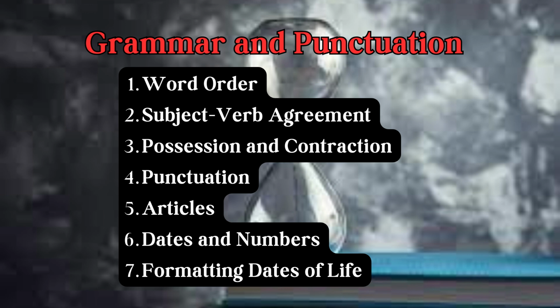Number 2, subject-verb agreement. Ensure subjects and verbs match in number. Pay attention to coordinating and correlative conjunctions. Number 3, possession and contraction. Differentiate between its for possession and it's for contraction. Avoid contractions in academic writing, just to ensure your writing is very smooth.